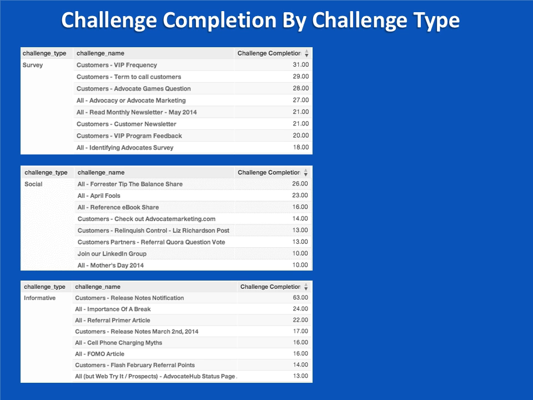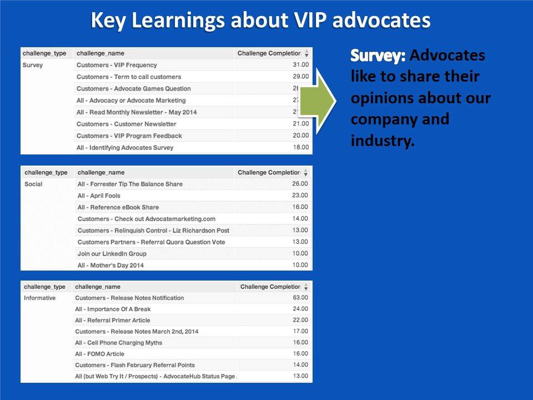So this is a very useful place to start looking at what kind of challenges are very popular among your advocates recently. If we look at the survey stage, we see there are a lot of survey completions. That is the most popular type, with over 200 completions. So what does that tell us? This tells us about VIP advocates. VIP advocates like to share their opinions about our company, about Influitive, about VIP, and about the industry of advocate marketing.